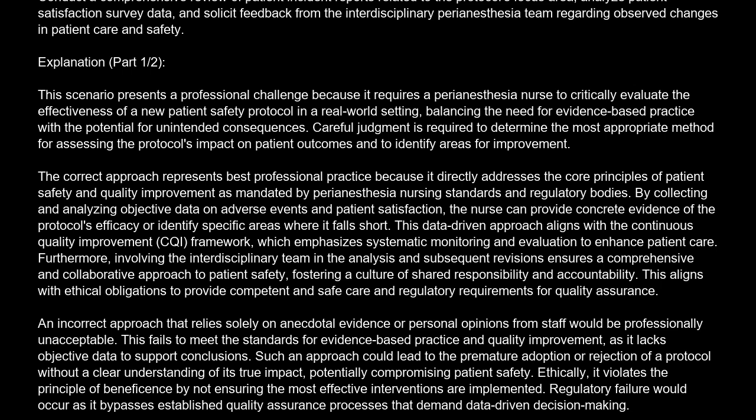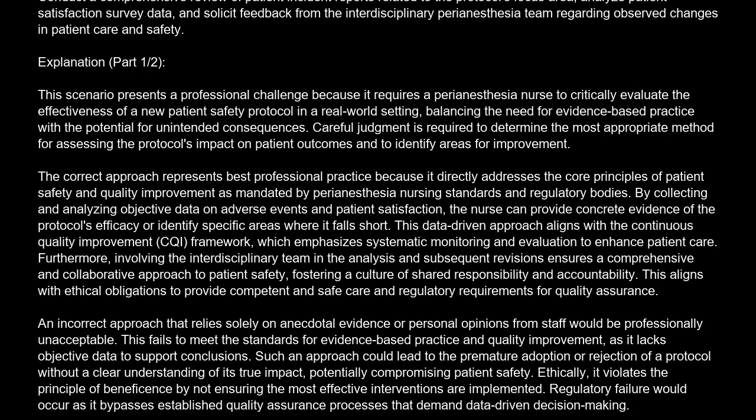This data-driven approach aligns with the continuous quality improvement (CQI) framework, which emphasizes systematic monitoring and evaluation to enhance patient care. Furthermore, involving the interdisciplinary team in the analysis and subsequent revisions ensures a comprehensive and collaborative approach to patient safety, fostering a culture of shared responsibility and accountability. This aligns with ethical obligations to provide competent and safe care and regulatory requirements for quality assurance.